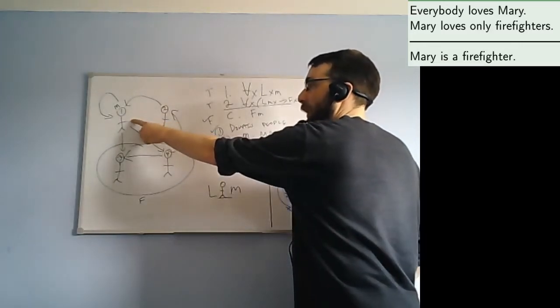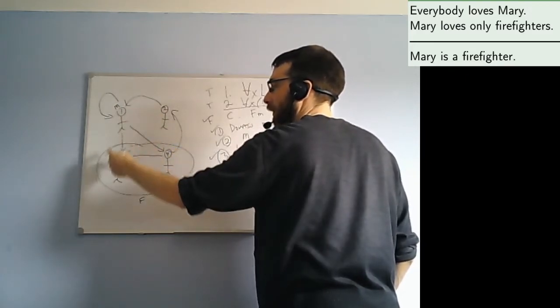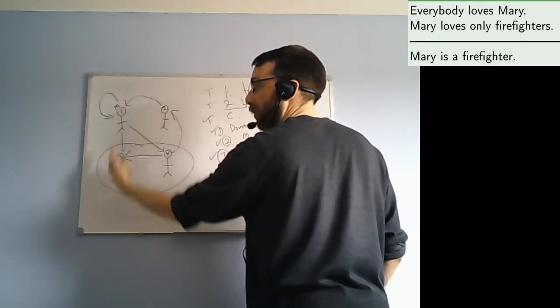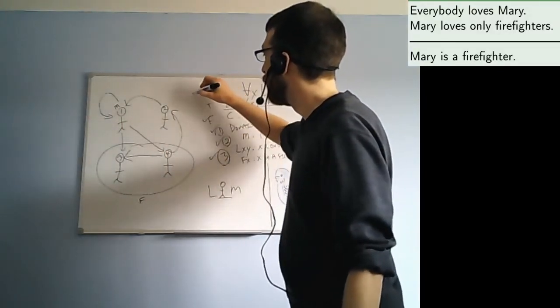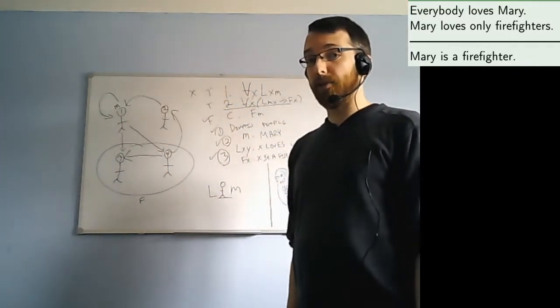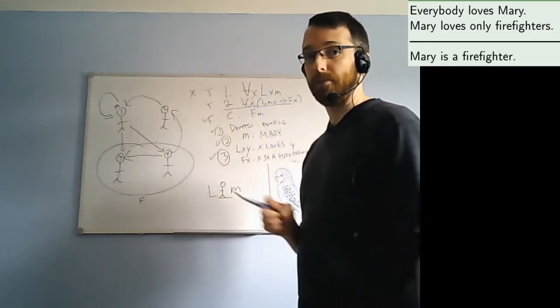Does number 1 love Mary? Yes, she loves herself. Does number 2 love Mary? Yes. Does number 3 love Mary? No, there's no arrow pointing that way. Does number 4 love Mary? No, there's no arrow pointing that way. So that sentence is false. I would have needed all 4 of those arrows to be there in order for this to be true.